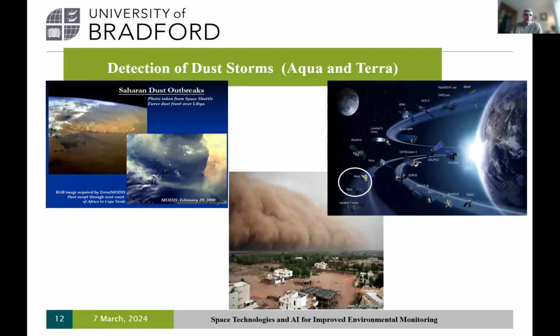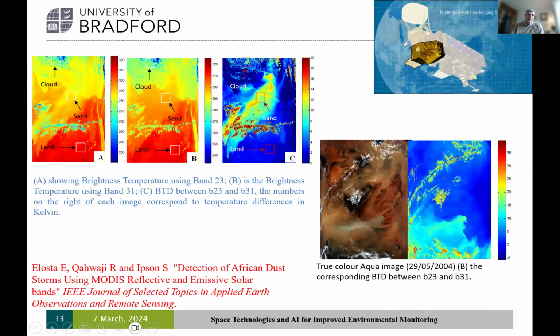I'll just give very quick specific examples of work we have done. I had a student from North Africa. Dust storms are a big problem in North Africa. So he wanted to be able to predict them, monitor them, and model them. So we used satellites, Aqua and Terra. And you can see these are satellite images.